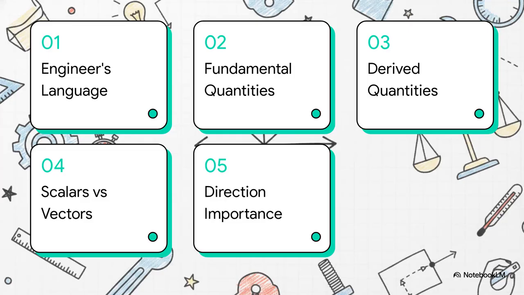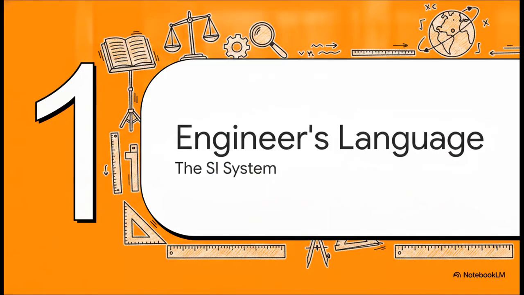1. The engineer's language. 2. Base quantities. 3. Derived quantities. 4. Scalars versus vectors. And finally, 5. The importance of direction. Starting off with Section 1, the engineer's language.